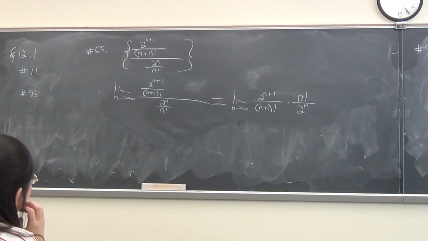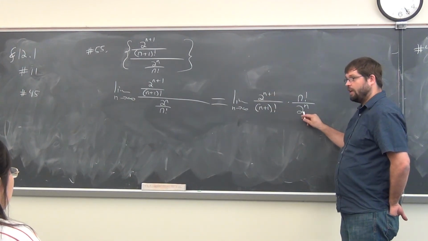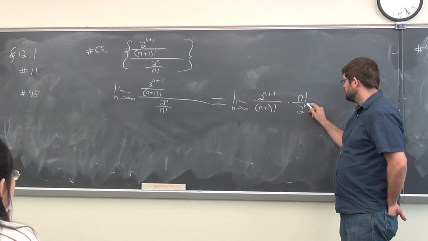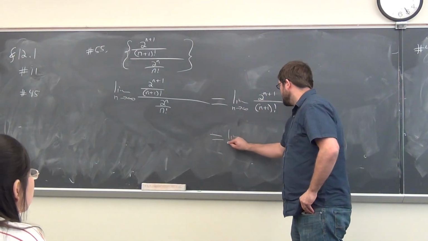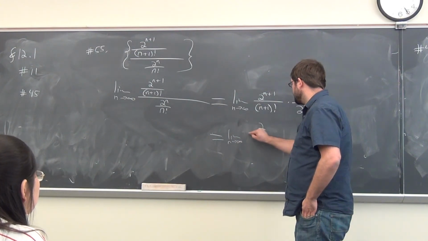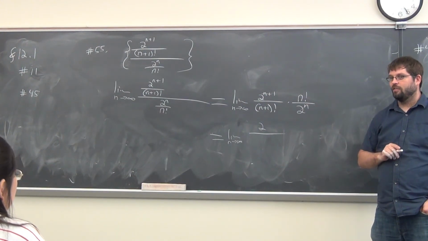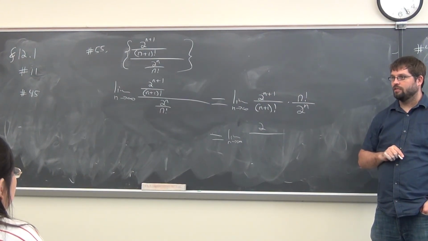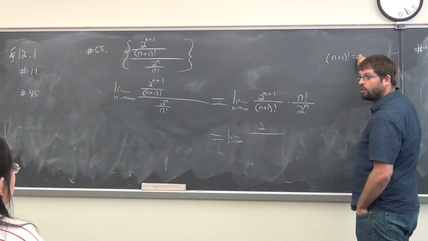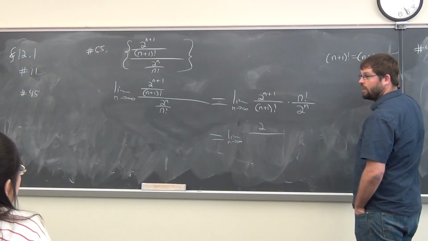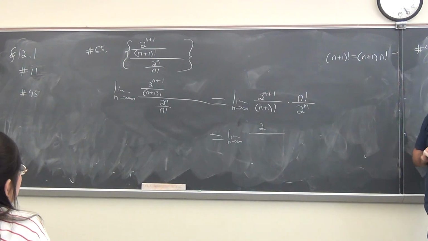All right, so now we want to start canceling some things. What's 2 to the n plus 1 divided by 2 to the n? It's just the 2, right? So you should get the limit as n goes to infinity of just 2 up top. And then what about the n plus 1 factorial and the n factorial? It'll just be n plus 1. Let me write it out to the side here. n plus 1 factorial is what? n plus 1 times n and everything smaller, but that's n plus 1 times n factorial. Does that make sense? Okay.